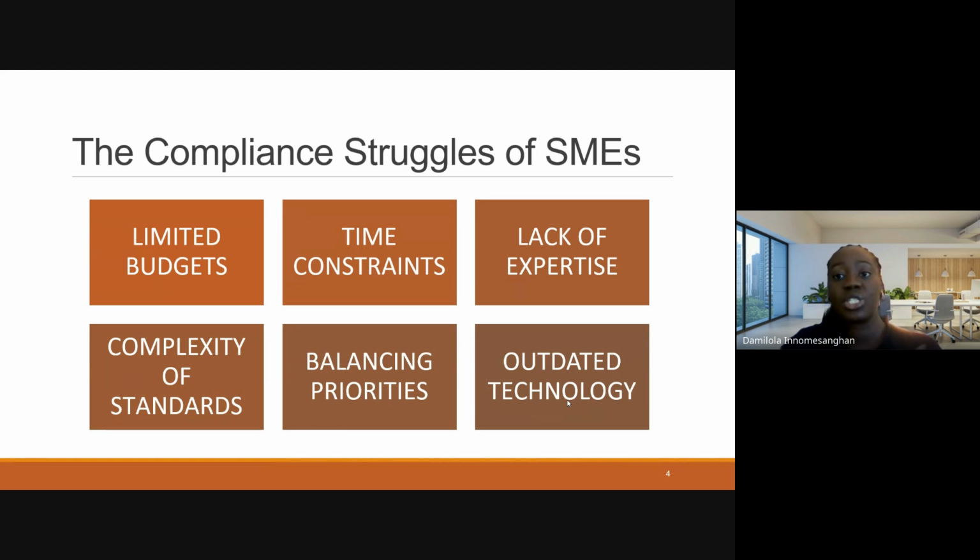Another major reason, which is the major reason for our research project, is the complexity of standards. Enterprise-level standards, for example ISO 27001, are very complex and require time and expertise to be able to use them to protect your cybersecurity landscape.